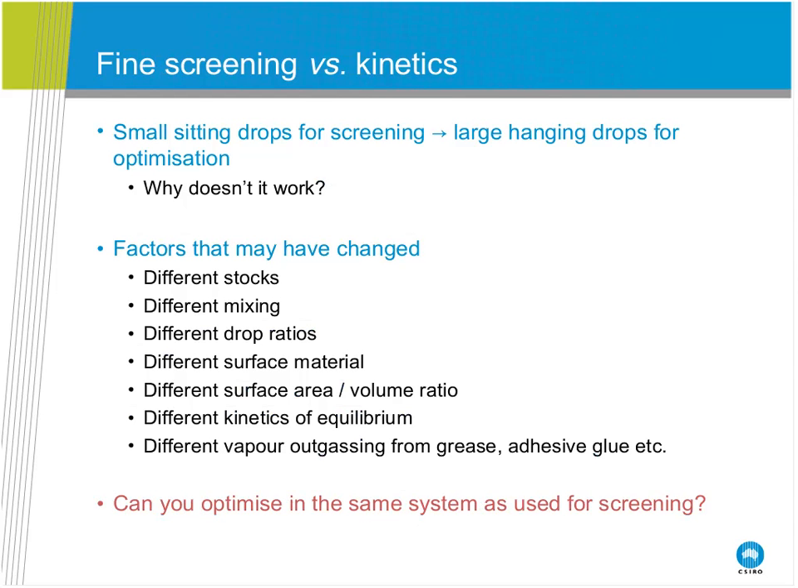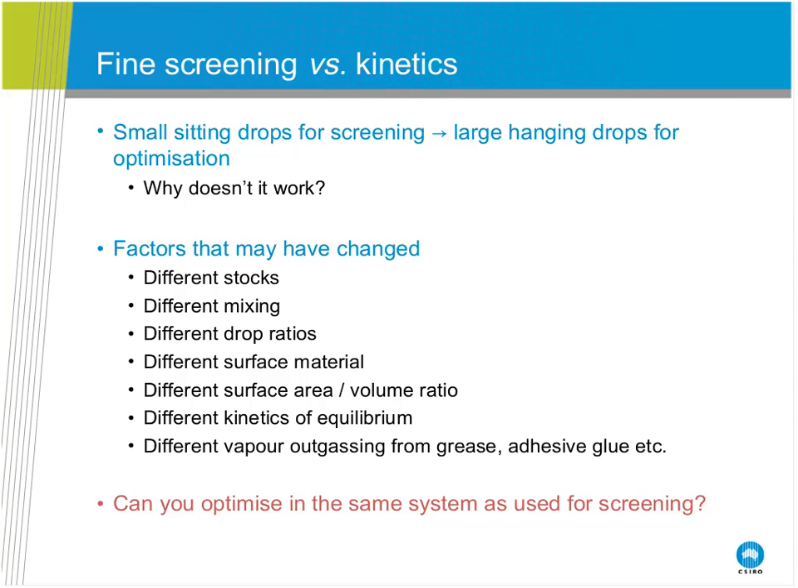So one of the things that people have found, because with the advent of automation, people tend to screen in 96-well plates and then start moving into 24-well plates for optimization, and potentially even moving from sitting drops for the initial screening to hanging drops for optimization. And often it just doesn't work very well, even though you think everything is well controlled. And the things that may change, you may have different stocks, you have different mixing, you have different drop ratios, different surface materials, different surface area to volume ratios, different kinetics of equilibrium. You might have different vapors outgassing from your grease or from your adhesive or from your tape.